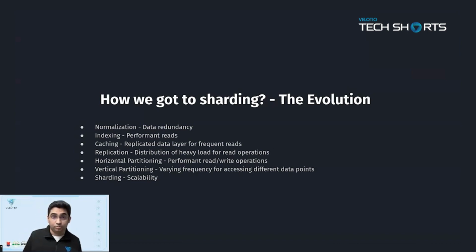Now, let's start with normalization. It has to do with data redundancy. Now, think of a table which has redundant data. So we break it down into multiple tables such that the redundancy of the data is taken care of, and these tables can refer to each other using foreign key references. Talking about indexing, the core concept behind indexing is to add certain metadata to tables which holds the information about individual records. This helps with boosting the performance of reads.